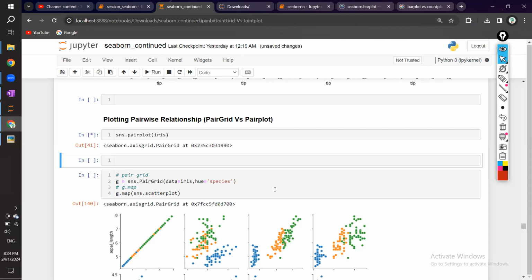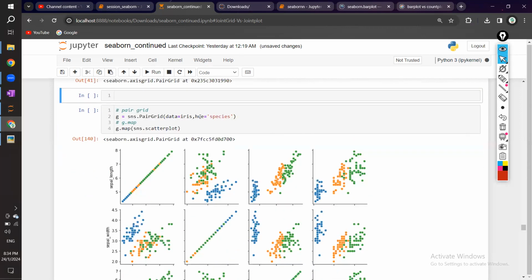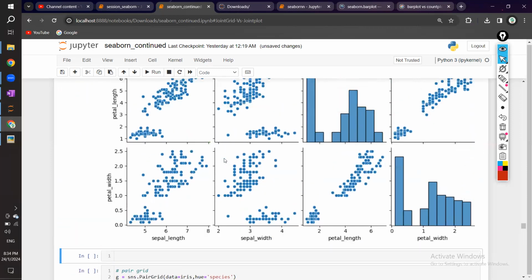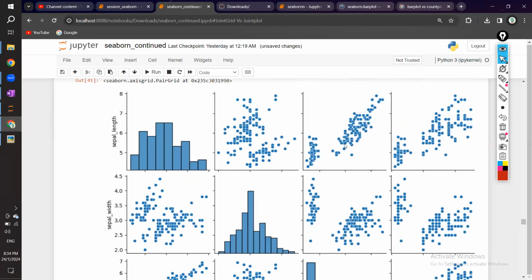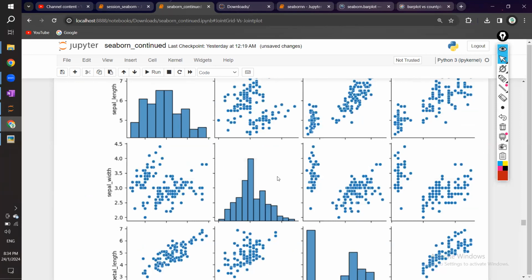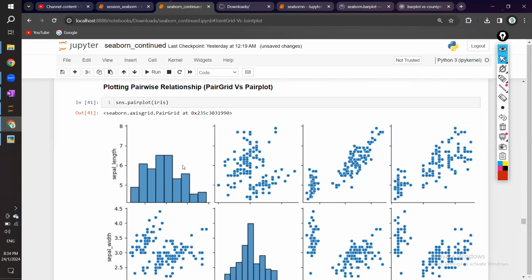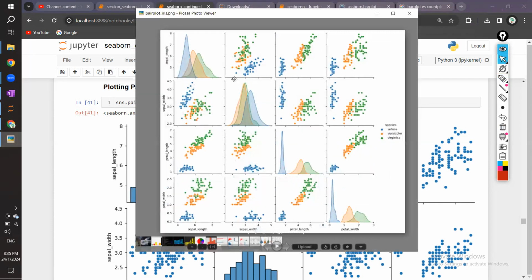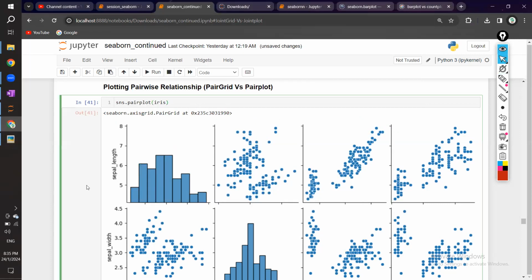If you see, it's calculating graphs for every column against every other column. It has given simple scatter plots between all columns, and the diagonal is a histogram. So this is the complete histogram of sepal length, for all flowers: setosa, virginica, versicolor, all flowers included. But when you add the hue parameter, it will also segregate based upon the different flowers. So that's regarding the pair plot.